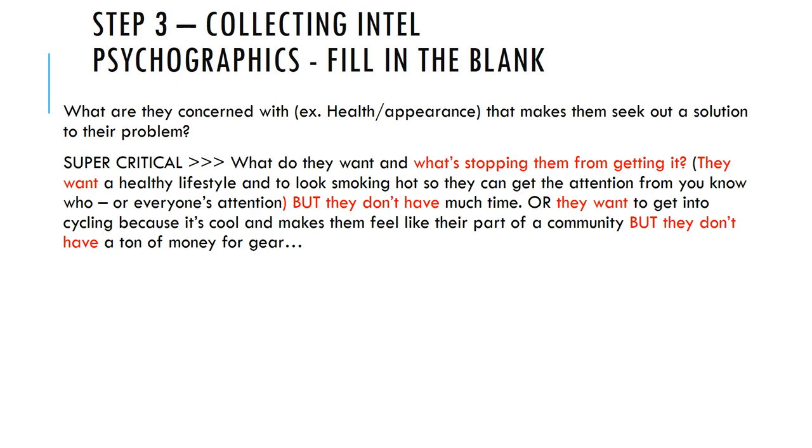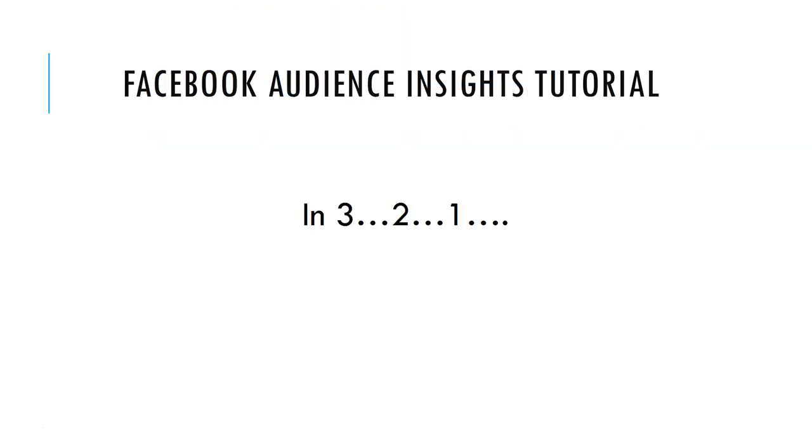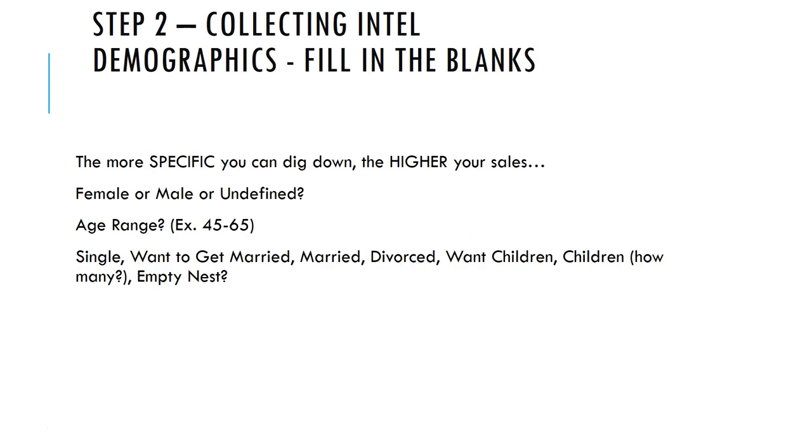So we know the reasons for what they want, basically, right? Now we know what's stopping them. We know that the back pain is stopping them from getting it. And we just did the Facebook Audience Insights tutorial, so I'm going to skip over that.